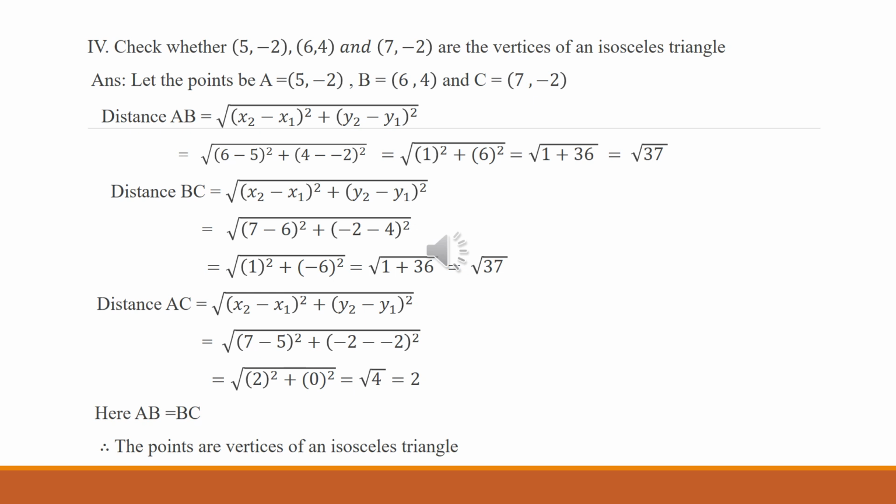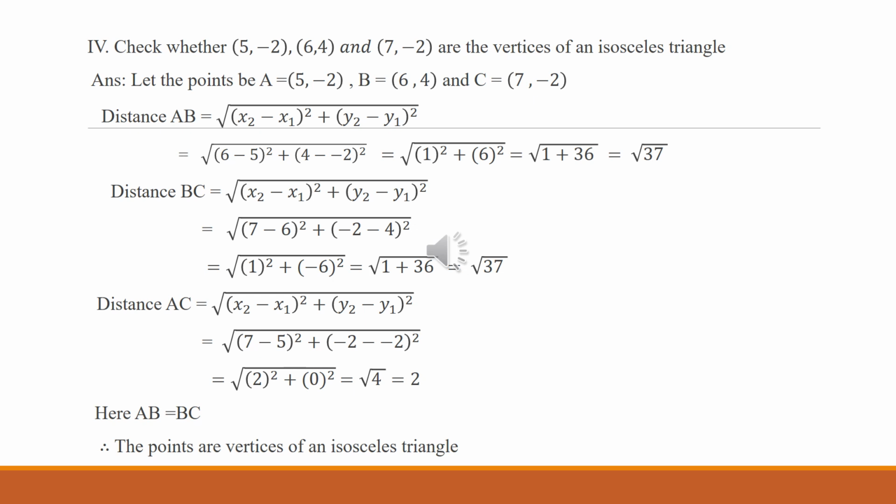Question number 4. Check whether (5, -2), (6, 4) and (7, -2) are the vertices of an isosceles triangle. We need to prove it is an isosceles triangle or not. So let us take the point A as (5, -2), B as (6, 4) and C as (7, -2). The distance AB is equal to square root of (6 minus 5) whole square plus (4 minus negative 2) whole square, which is equal to square root of 1 square plus 6 square, which is root of 1 plus 36.